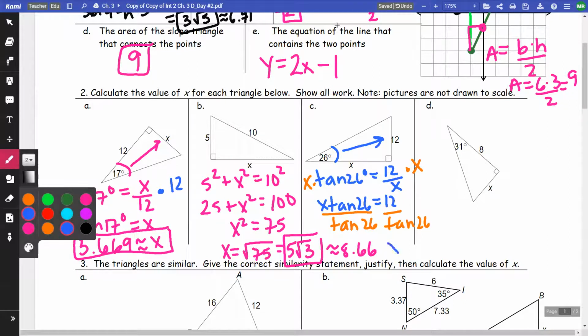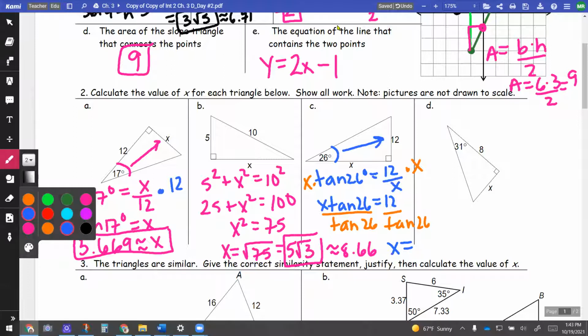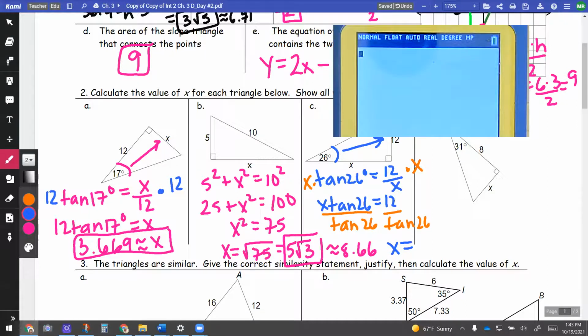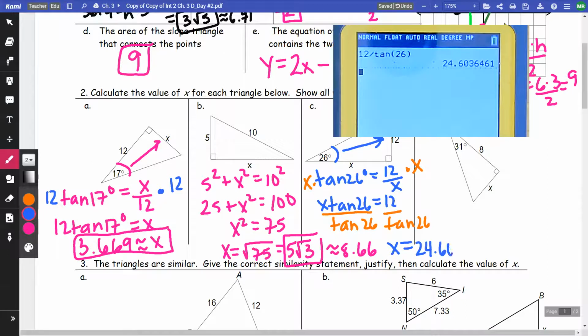And when I do, my final answer, so 12 divided by tangent of 26, I get about 24.604.